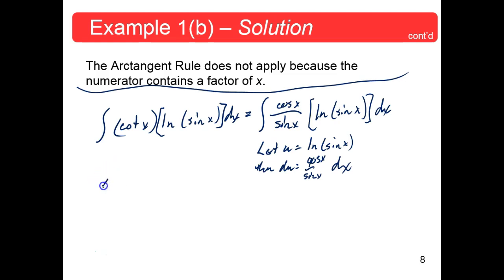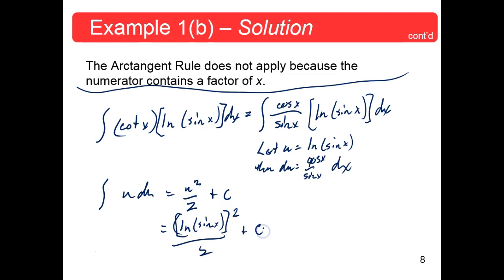Okay? So now we have the integral of u du, right? And what's that? u squared over 2 plus c, and then plug in what we've got. That would be the natural log of sine x, that's your u, squared over 2 plus c. That should be it. They put the 1/2 out front. Natural log of sine x squared.